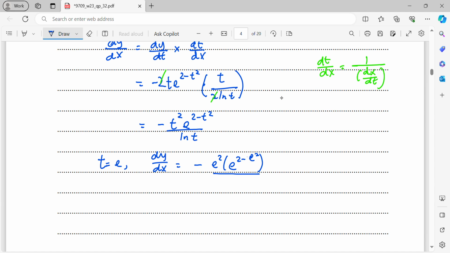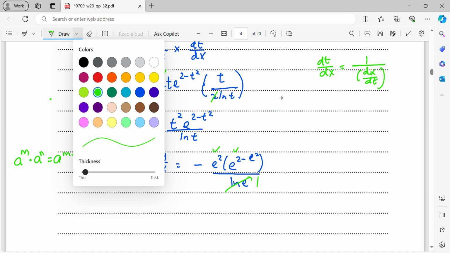Then divided by ln e. So we know that ln e is 1. Okay, and then now here you have 2 same base. So for 2 same base, we use this formula: a^m times a^n equals a^(m+n). Because of the multiplication, we add the degrees.